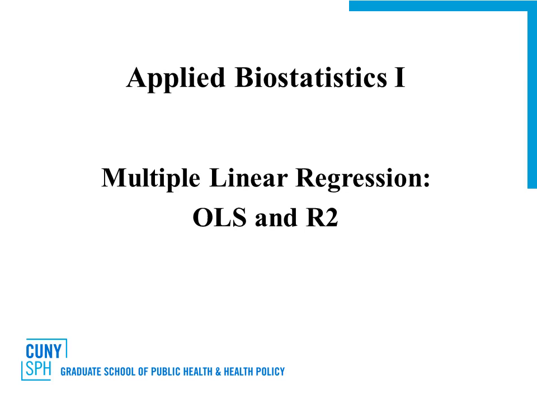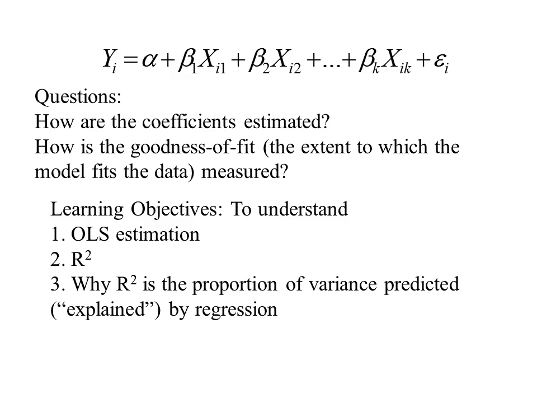In this session, we study about OLS, ordinary least squares, and R-squared, which is also called R-square. This is the model of multiple linear regression that we studied in the last session. We focused on how to interpret those beta coefficients. Then the question is, how are values of these coefficients estimated? Also, since this is a statistical model, it is fitted to data. Then how do we measure the goodness of fit, that is, the extent to which the model fits the data well?